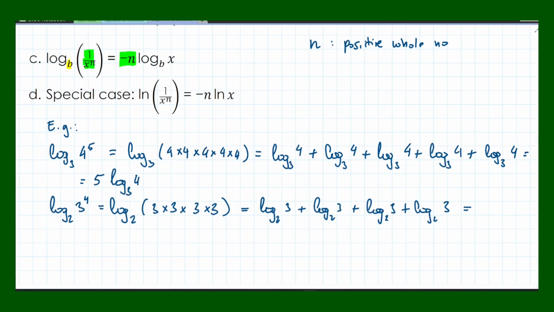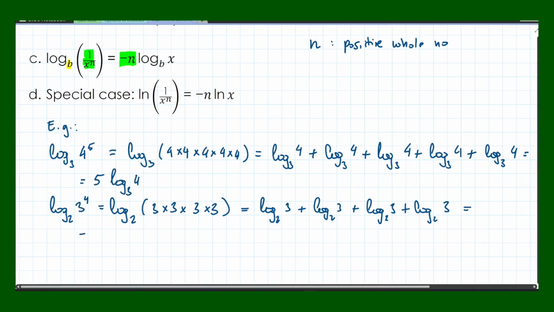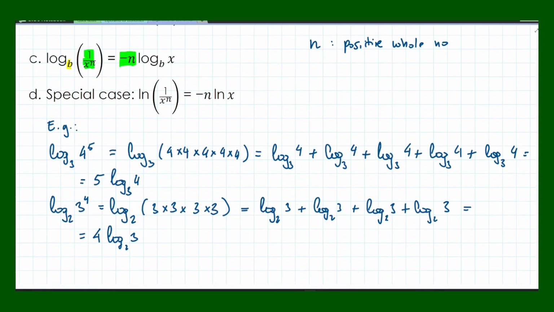Now, again, applying the same logic, I'm adding the same thing together a repeated number of times, specifically 4 times. So this whole thing can be replaced by 4 times the thing I'm repeatedly adding, which in this case is log base 2 of 3. Okay, so we've seen 2 examples. We seem pretty convinced that this works.